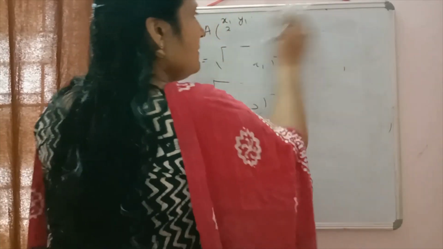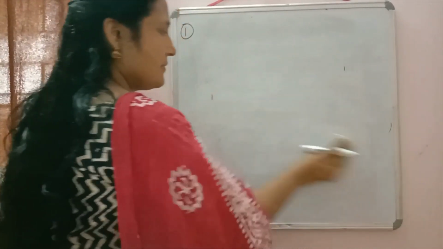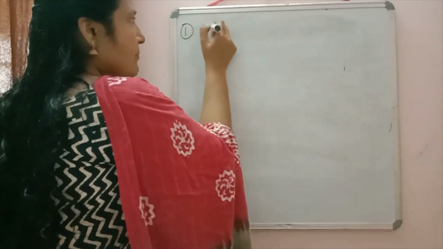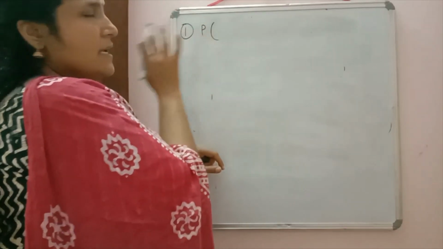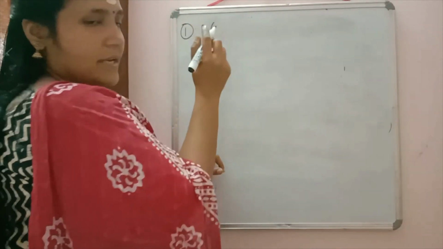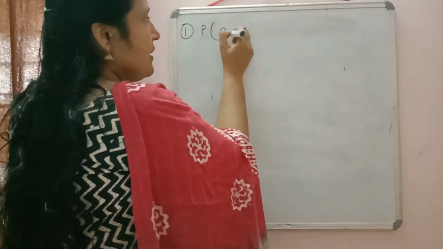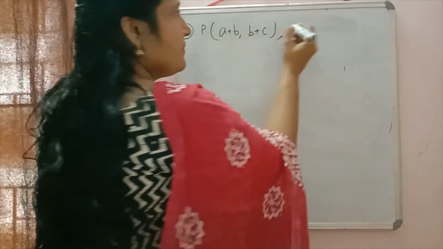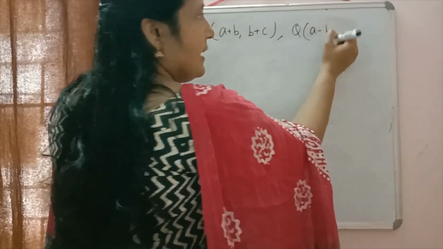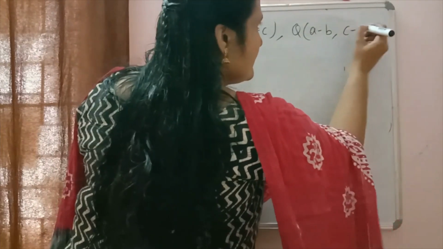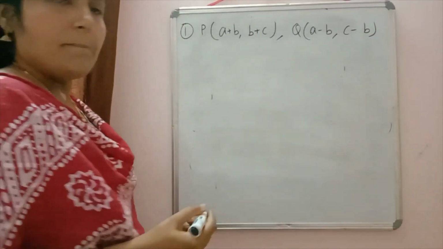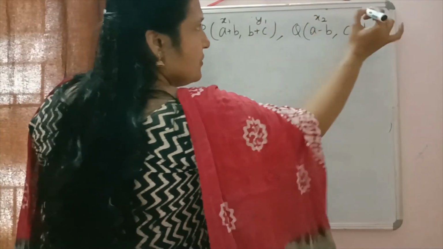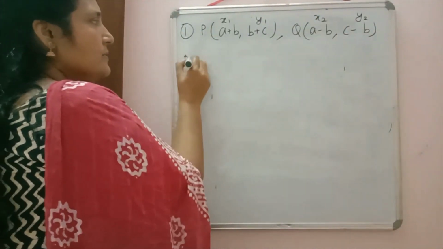Moving on to the next question. Next question, points are given. Since a plus b is already given, to avoid confusion I am writing the coordinate as P. And whenever you are writing a coordinate, write capital letters. P (a plus b, b plus c) and Q (a minus b, c minus b). We have to find the distance PQ. So again, I am taking this one as x1, y1 and x2, y2. And now we are going to use the distance formula.